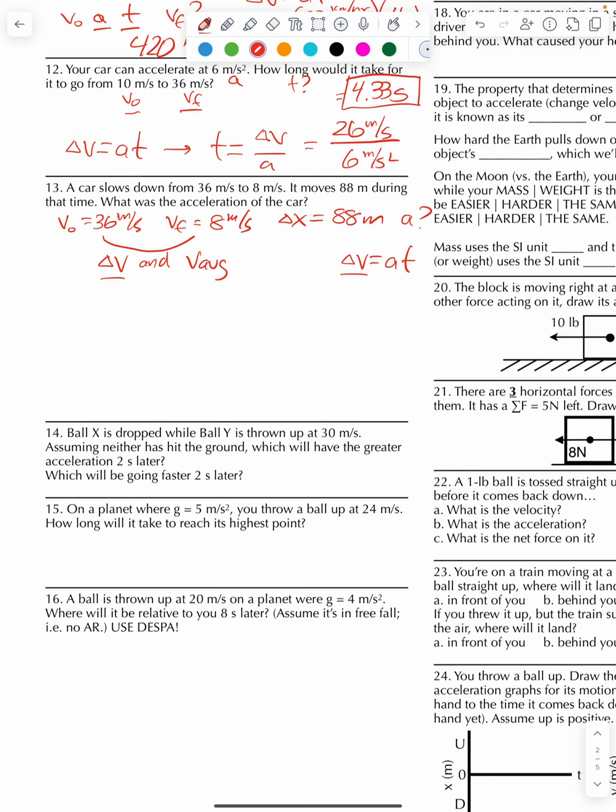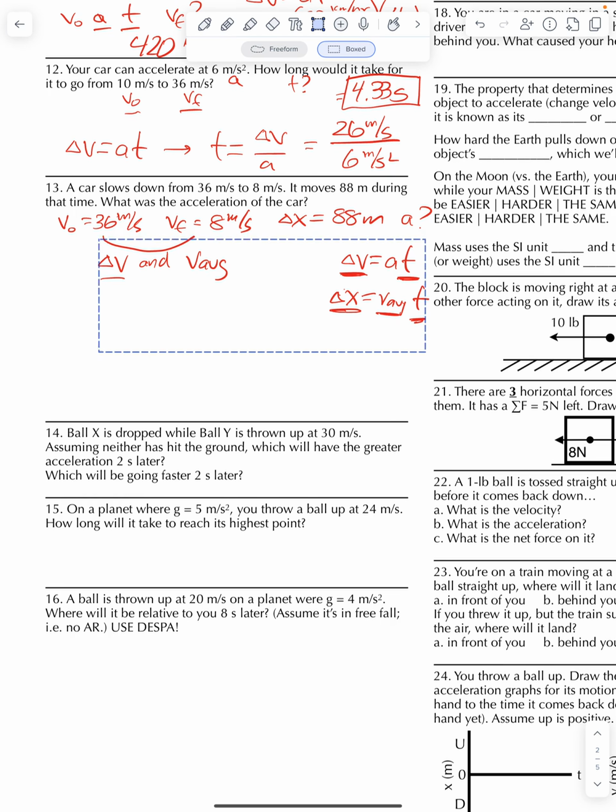Sorry, my brain's not working. Delta X equals V average T. Sorry about that. So you'd say, there we go. If I could get the time by using my displacement and the average velocity, then I can plug the time into this with the delta V and get the acceleration. You see that? I know it's difficult right now because it's been so long, but let's do that. And I'll erase this. I'm going to do it here.